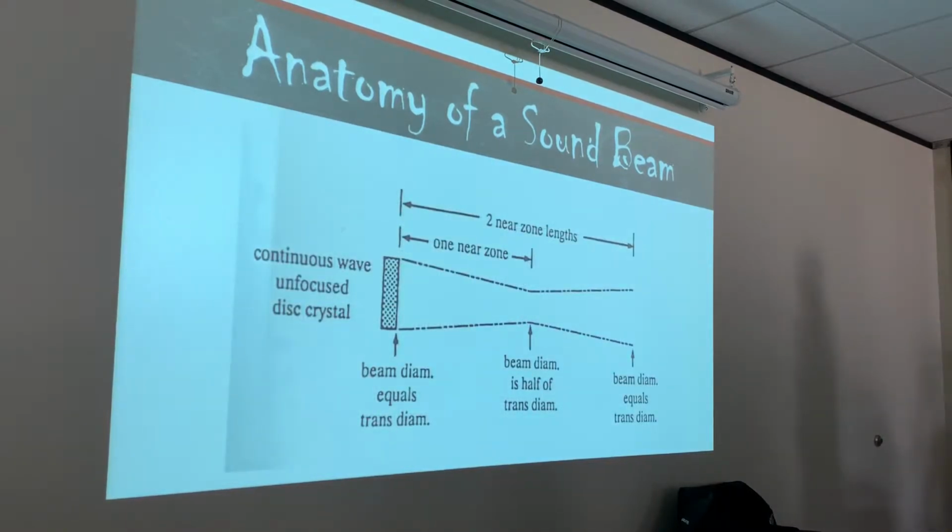Again, another illustration right here, guys. Coming out of the transducer, beam diameter equals the transducer diameter. At the focus, the beam diameter is half of the transducer diameter, diameter divided by 2. At two near zone lengths, this is our perfect two near zone lengths, the beam is back equal to the transducer diameter. Any questions on this before we move on, guys?